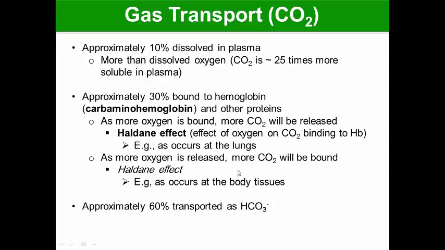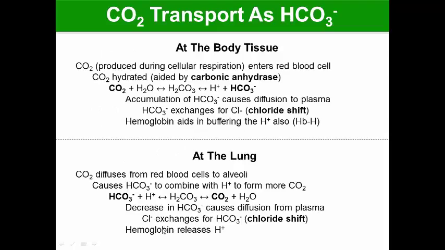Most of the carbon dioxide, approximately 60%, is transported in the form of bicarbonate. So at the body tissues, carbon dioxide, which is produced by cellular metabolism, diffuses into the interstitial fluid, then it diffuses into the blood, and it enters into the red blood cells. Inside the red blood cells, we have the enzyme carbonic anhydrase, and carbon dioxide gets hydrated. So carbon dioxide plus water, here we have the influence of the carbonic anhydrase, we have carbonic acid, then carbonic acid dissociates to hydrogen ions and bicarbonate ions.